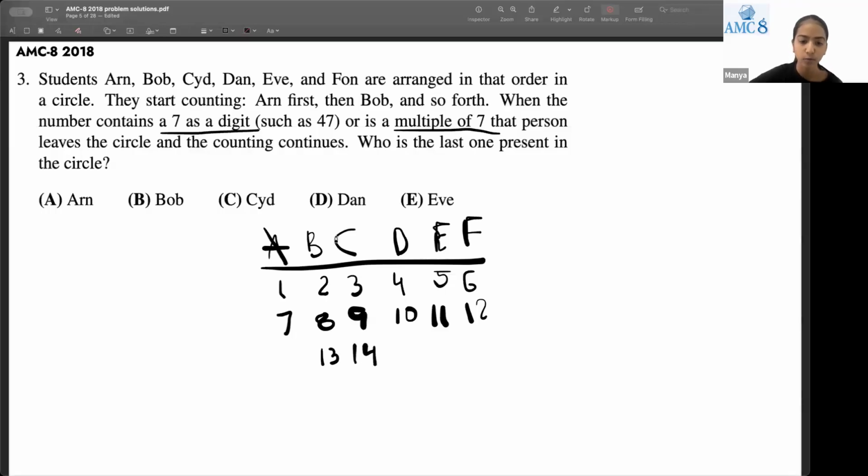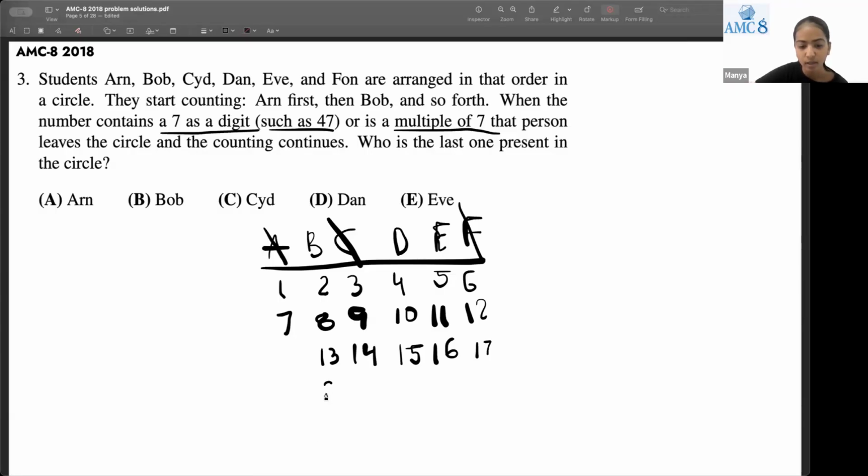When C is 14, we're going to cancel this out as well, because if it is a multiple of 7, then that person also gets excluded. So if C equals 14, then D has to be 15, E has to be 16, F has to be 17. Once again, if that number contains 7, then that person is also excluded. It says that right here. So we have 3 people excluded, and that means there are only 3 people included in the circle.